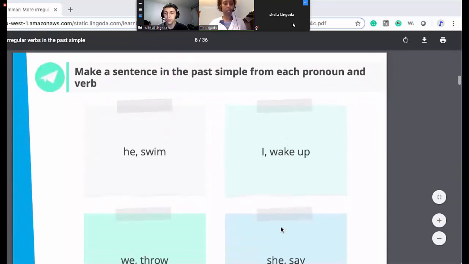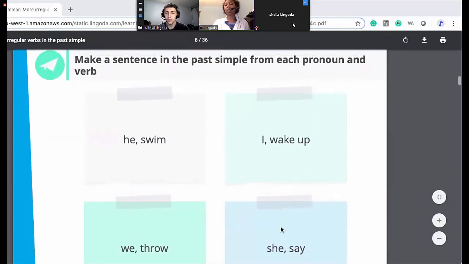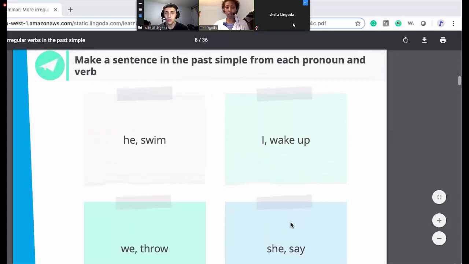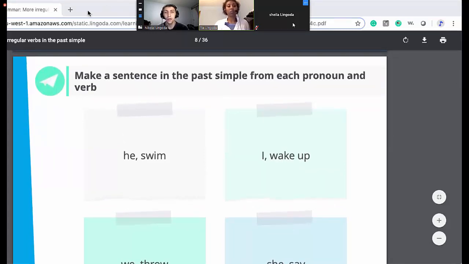Okay, good. So now you're going to make a sentence in the past simple form from each pronoun and verb. So they give you he, they give you swim. So think of a sentence, a statement that you can make. Nikolai, you have he and swim, and I wake up. Sheila, you have we throw, and she say, okay? All right, 1 second. Actually, can you write them? Because it's better if you write them. I like to see how you write them.